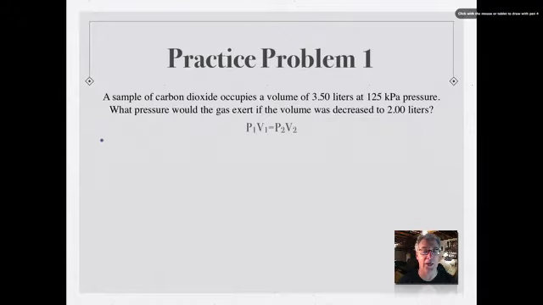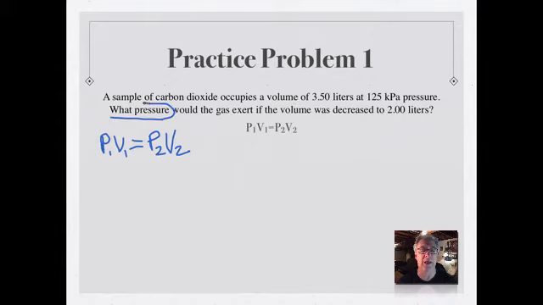One of the first things you're going to have to do is change this equation a little bit, using simple algebra. The first thing you have to surmise when breaking down these problems is what we're really looking for. What pressure would the gas be? So we're looking for P2. P1 is over here, V1 is over here, and V2 is over there.